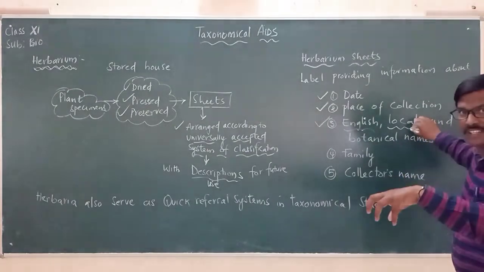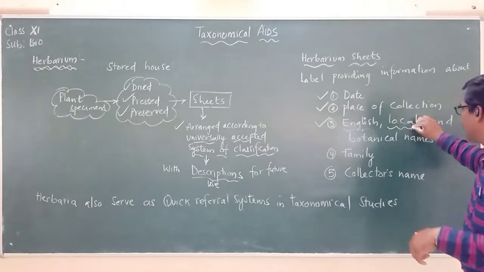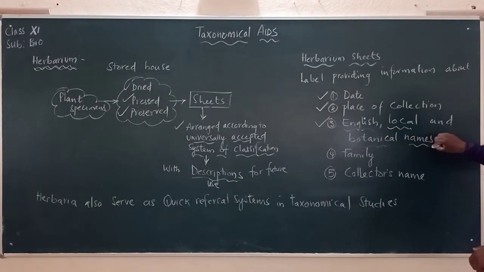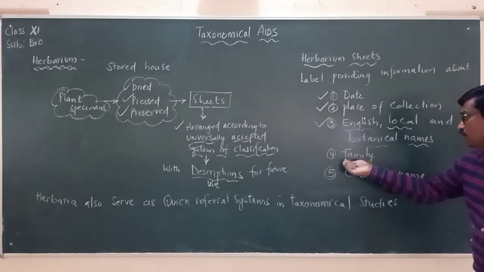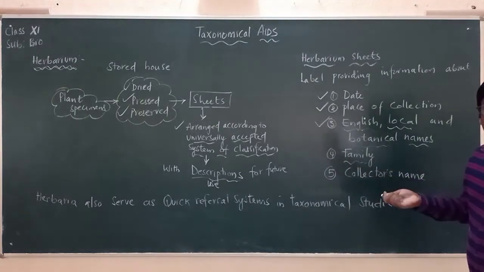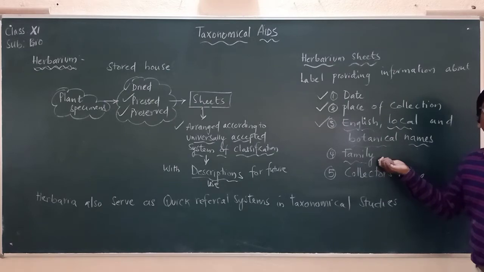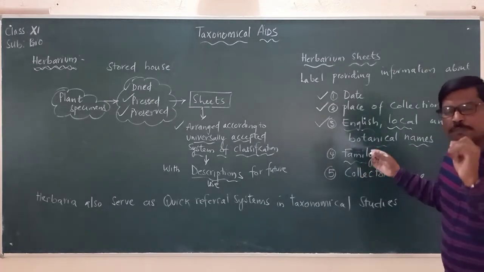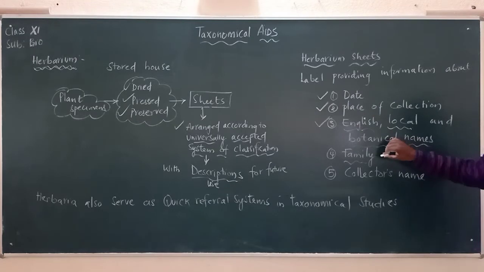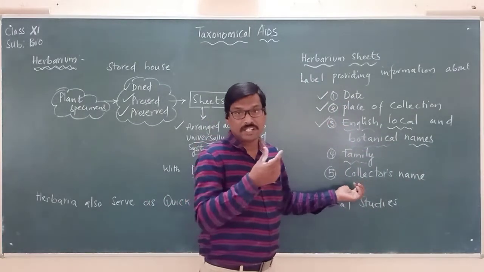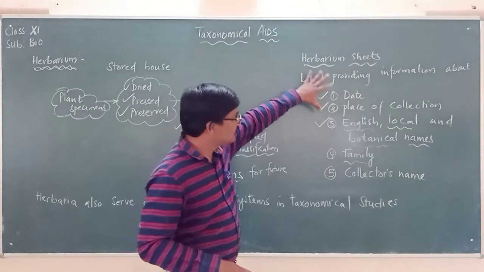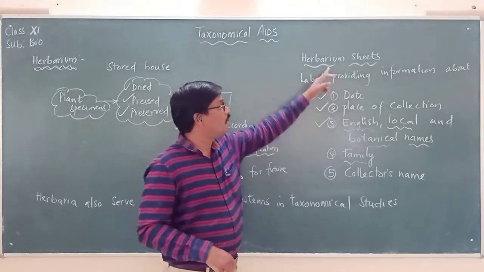In the local language from where you collected that plant, what is the name given in that language, and the botanical names will be written there on that sheet. Botanical names means scientific names. You will also give the information about the plant specimen's family, to which family this particular plant specimen belongs. And the collector's name, the one who collected this plant specimen, will also be given on that sheet. So this is the information that will be provided on the herbarium sheet.